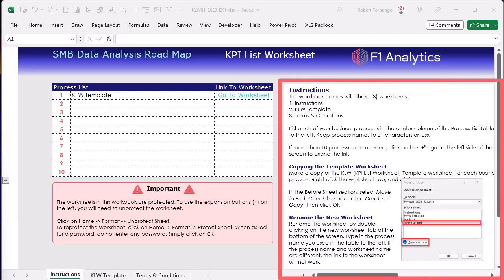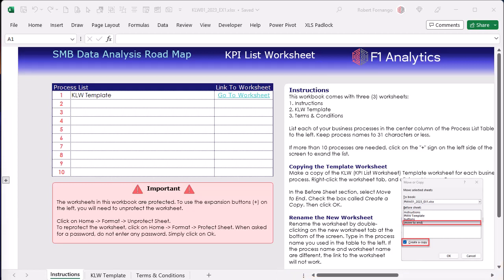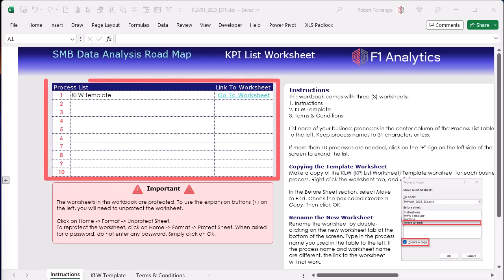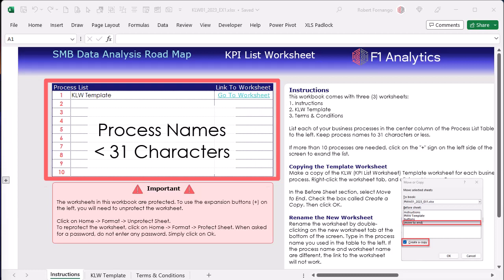And this process for setting up the KPI list worksheet is the same as we used for the process map worksheet in the last video. You're going to begin by listing each business process in the process list table in the instruction worksheet. Now, the process name should be 31 characters or less so that the links in the workbook will work.